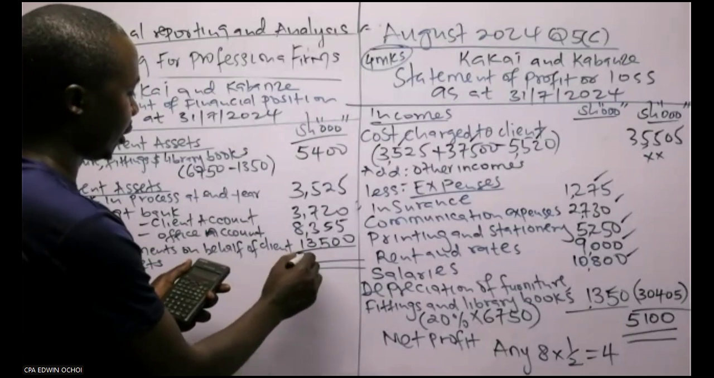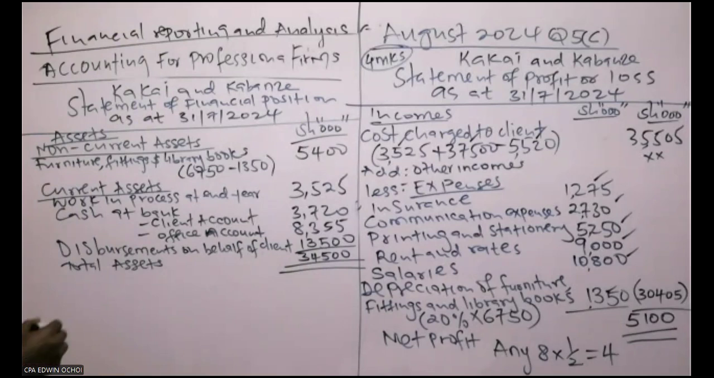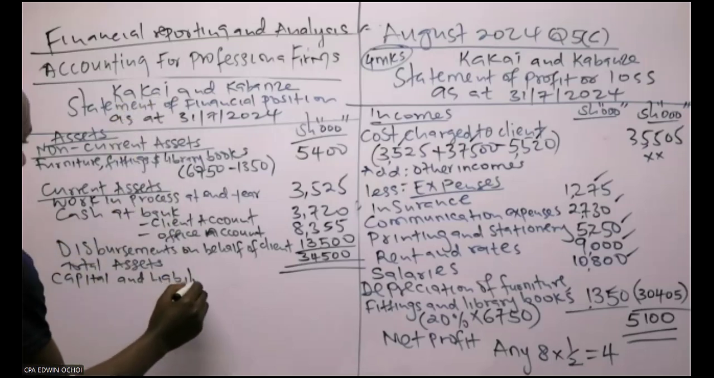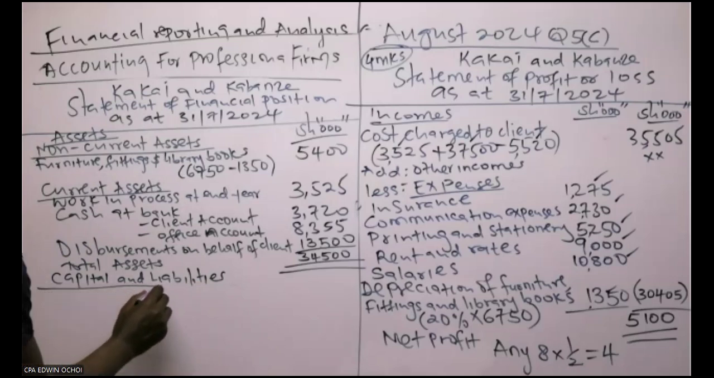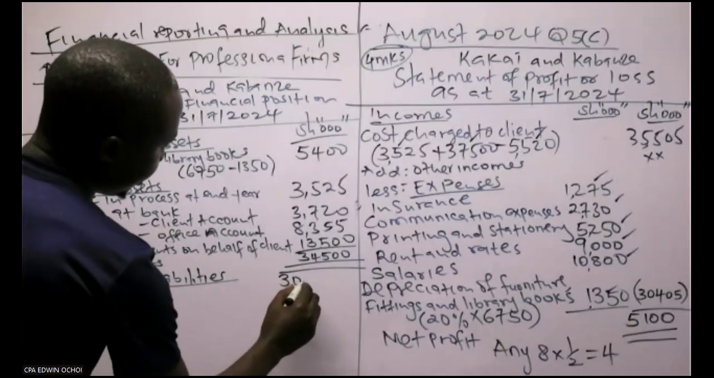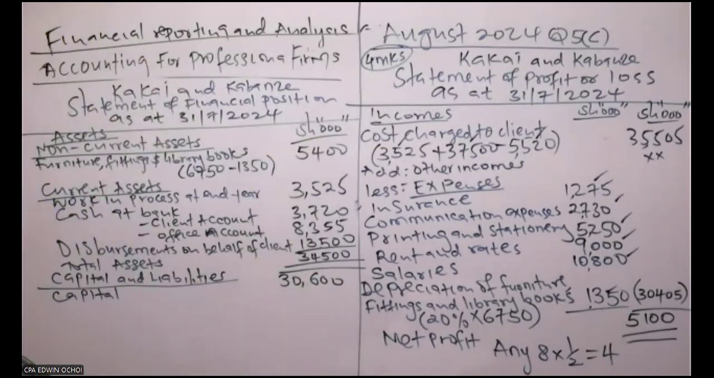That was 21 or 34,500? 34,500. When we talk about capital and liabilities, there is capital which this guy has pumped into this business. So the capital is 30,600. They pumped 30 million. Remember that this one is in thousands, so it's 30,600,000.